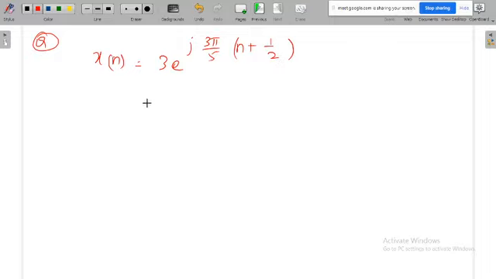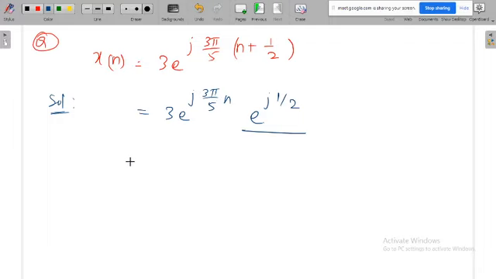First, we'll make the split up. This signal consists of a phase also, so you apply the split: e power j 3 pi by 5 n into e power j 1 by 2. Again, this term is only phase. We'll concentrate on the frequency. So now what is the frequency? Frequency omega is equal to 3 pi by 5.